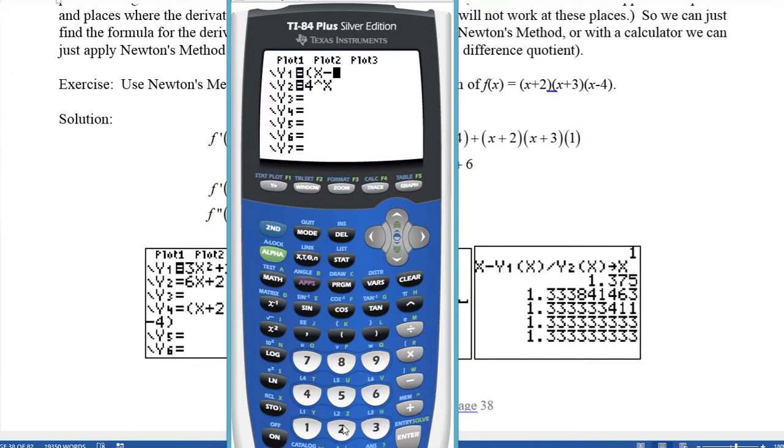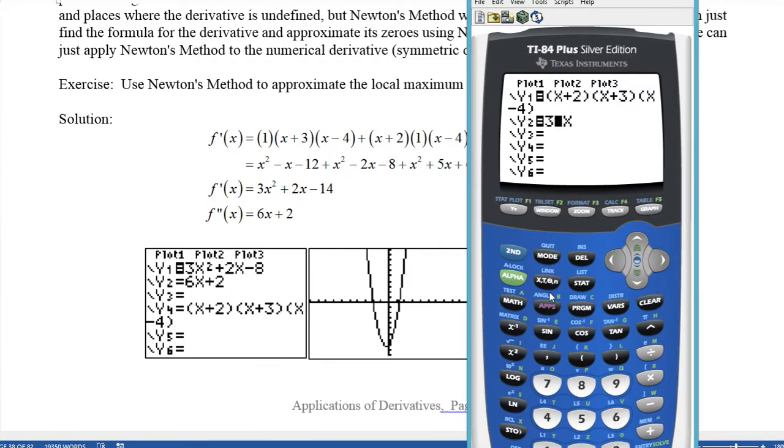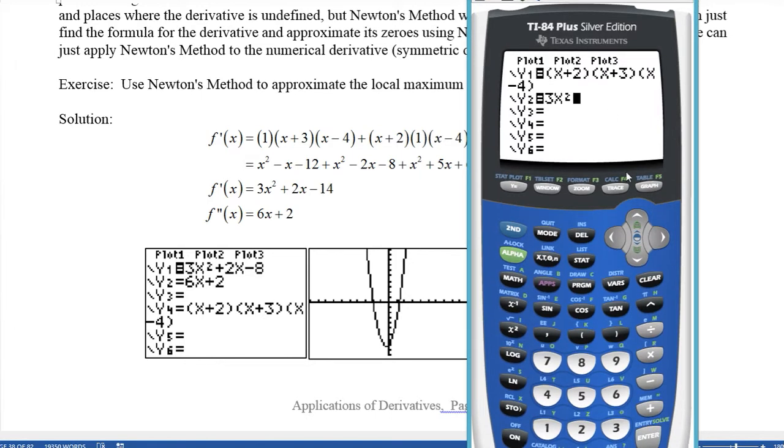Just go ahead and fix this. x minus 2, x plus 2, x plus 3, x minus 4, and the derivative we came up with was 3x squared plus 2x minus 14. Okay, and the derivative of that was 6x plus 2. Let's turn off the second derivative.